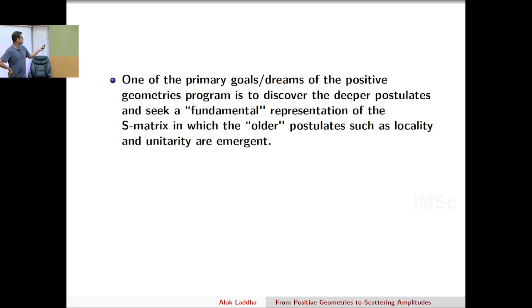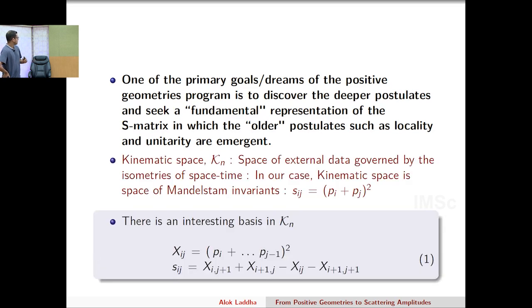So I just want to keep this in mind to put the talk in the proper context. And so, just to set up some notation, we are going to work with the scalar S matrix, which is going to give us amplitudes for scalar theories. So our kinematic space is simply the space of external data, which is going to be governed by some isometries of spacetime. To be very specific, we'll work with kinematic space associated with Minkowski space, where the external data is just the Mandelstam invariants.